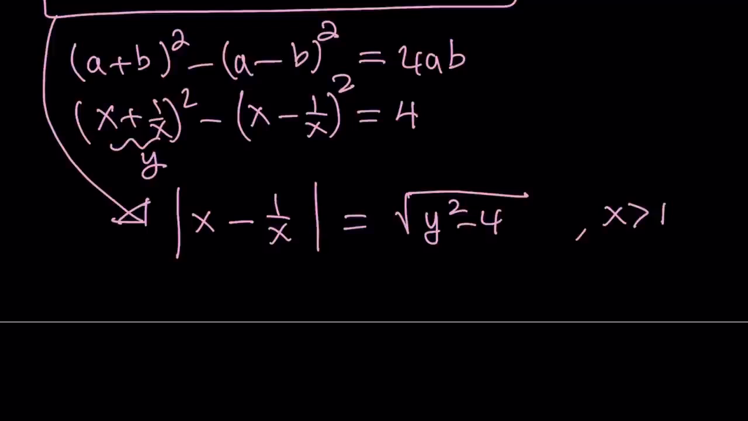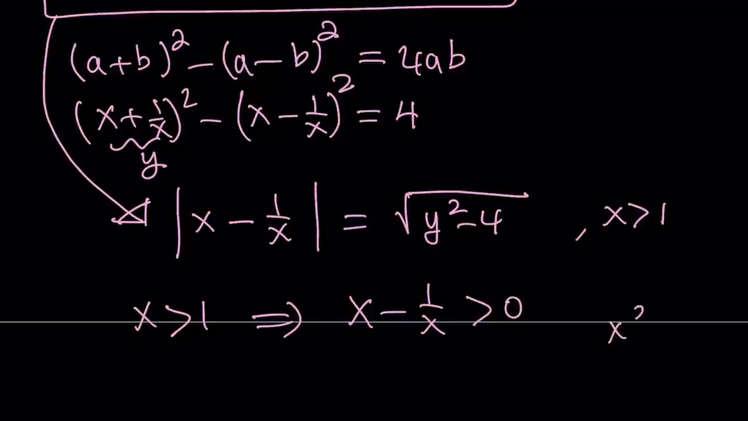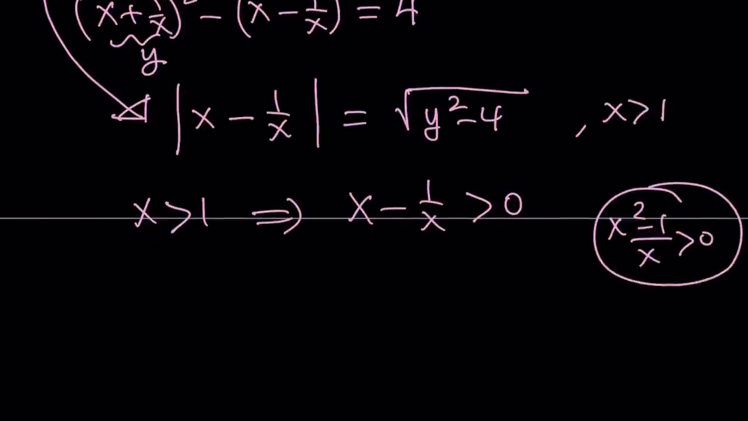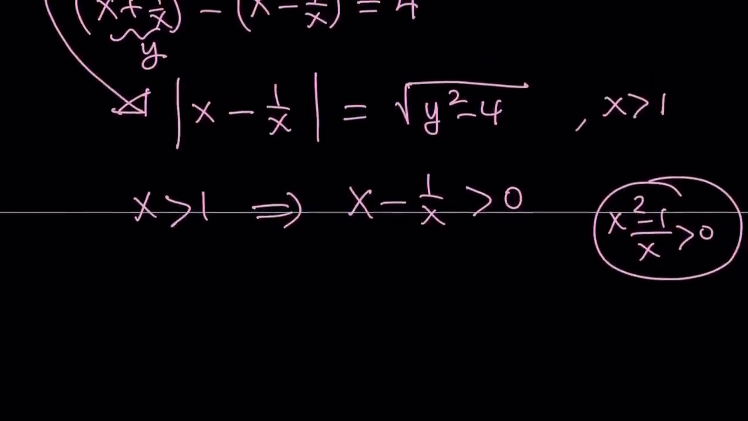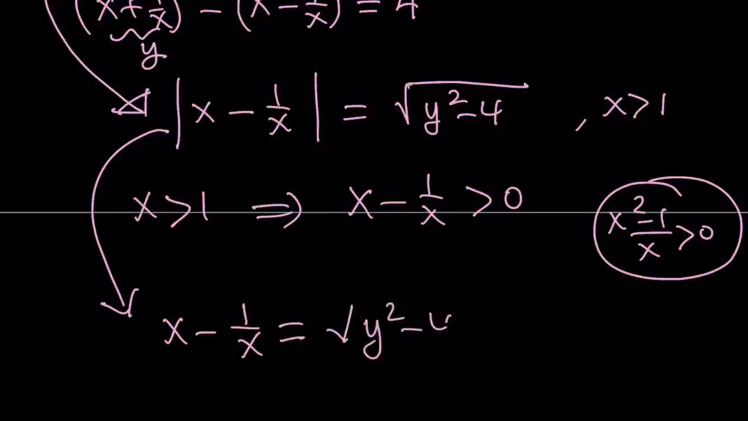So in other words, if x is greater than 1, then x minus 1 over x is always going to be positive. And you can easily check that if you solve this as an inequality, you're going to notice that x is greater than 1 is one of the intervals for which this is true. Anyways, now since we know that x minus 1 over x is going to be positive on that interval, this absolute value can be dropped, and we can write it as x minus 1 over x equals the square root of y squared minus 4.